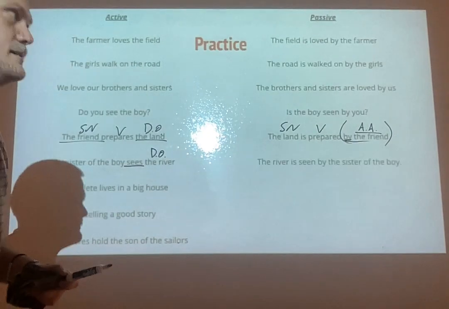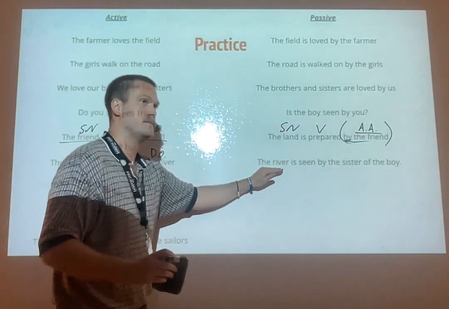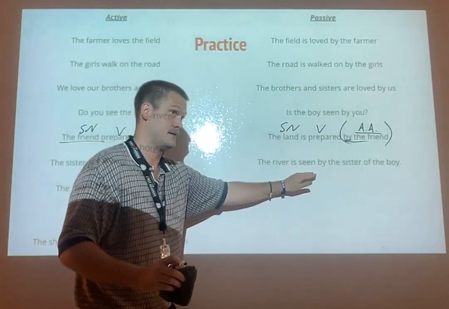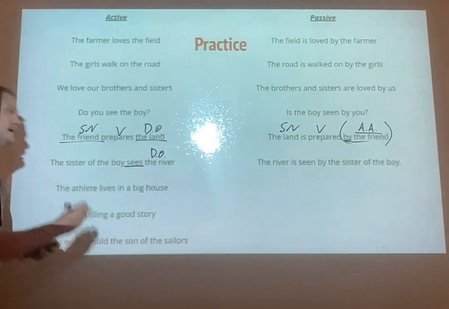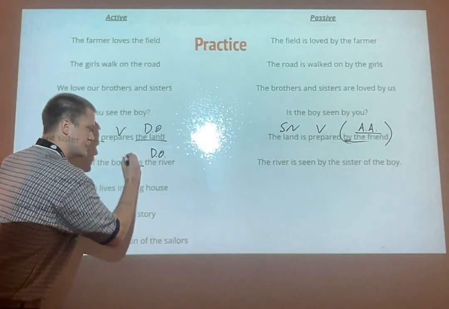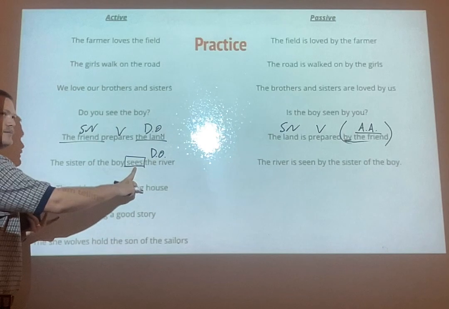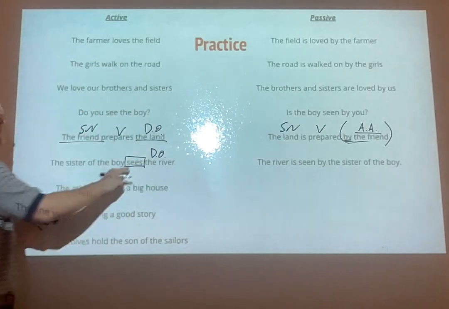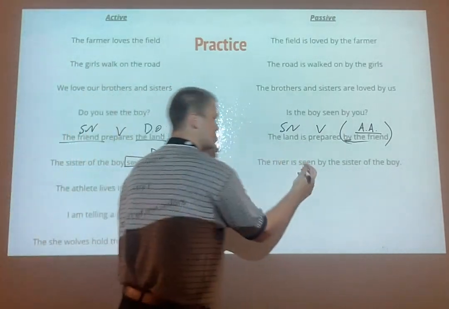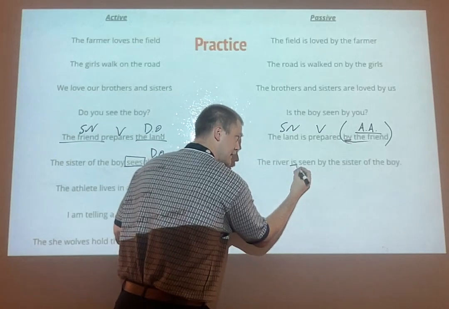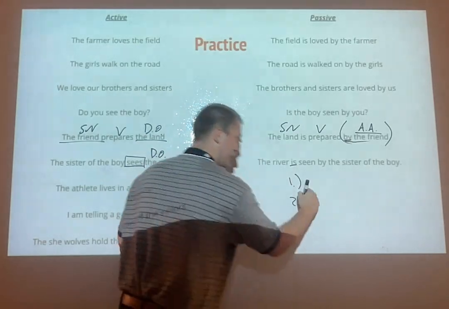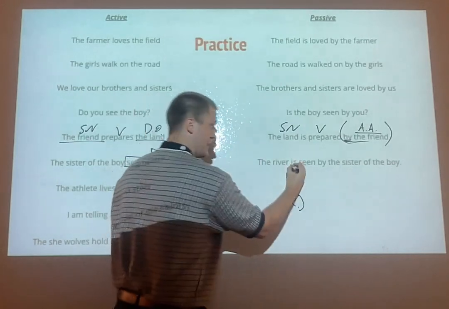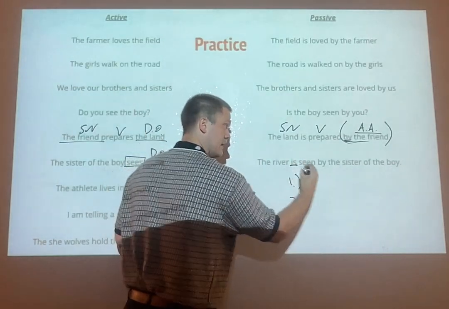Very good. Yes. Wait, the river is seen by the sister of the boy. Remember, let me remind you guys of this. Active sentences, you just have the present tense version of the verb, because we're all in the present tense right now. But what do passive sentences do to the verb? They give you a... Remember, it was a past tense version of the verb. Yeah. But what's the first thing, though? They give you a linking verb?